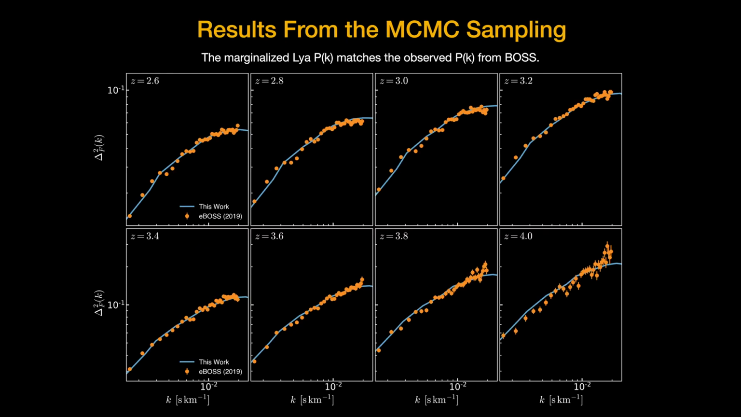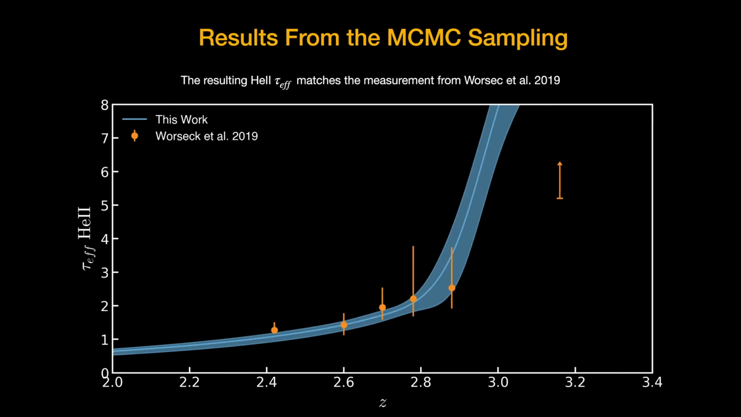Here I show our resulting Lyman-alpha power spectrum marginalized over our posterior distribution. And you see that the modified photoheating and photoionization rates produce large-scale Lyman-alpha power spectrum that is very close to the BOSS measurement. We also fit to helium-2 effective optical depth, and here we see that our model is also consistent with the measurement from Worseck et al.